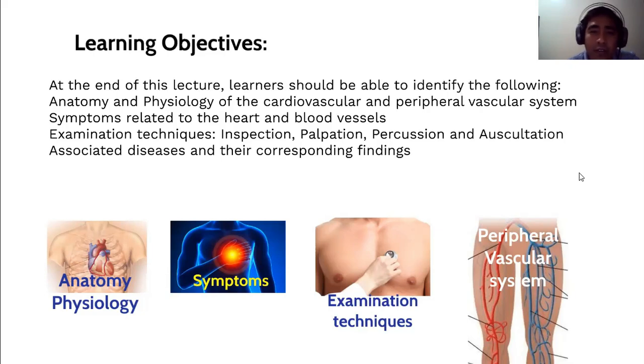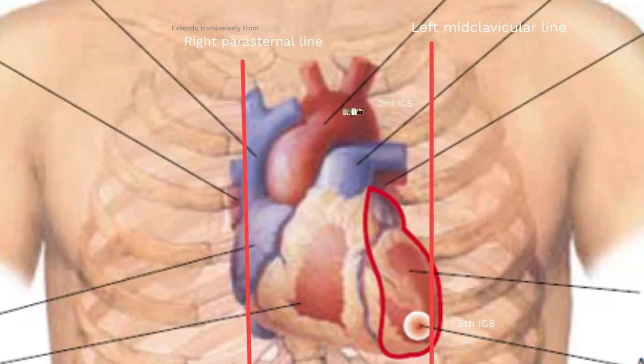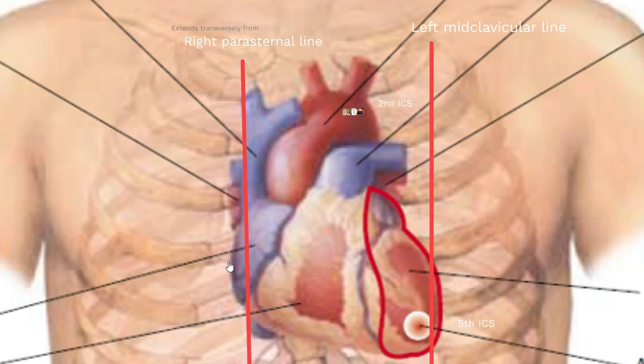Okay, so let's start with the anatomy of the heart. The heart is located within the thoracic cavity, medially between the lungs in the mediastinum. So this is the precordium. As you can see, it's from the second intercostal space to the fifth intercostal space. This is the right parasternal line and the left midclavicular line.